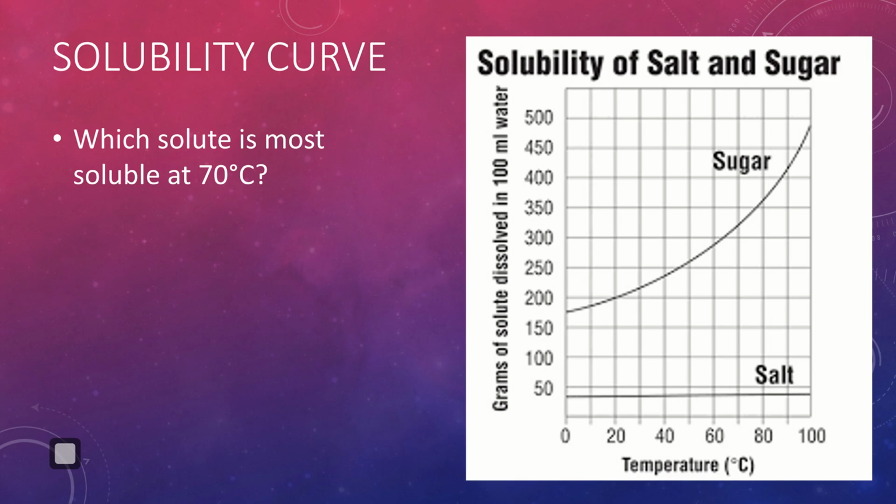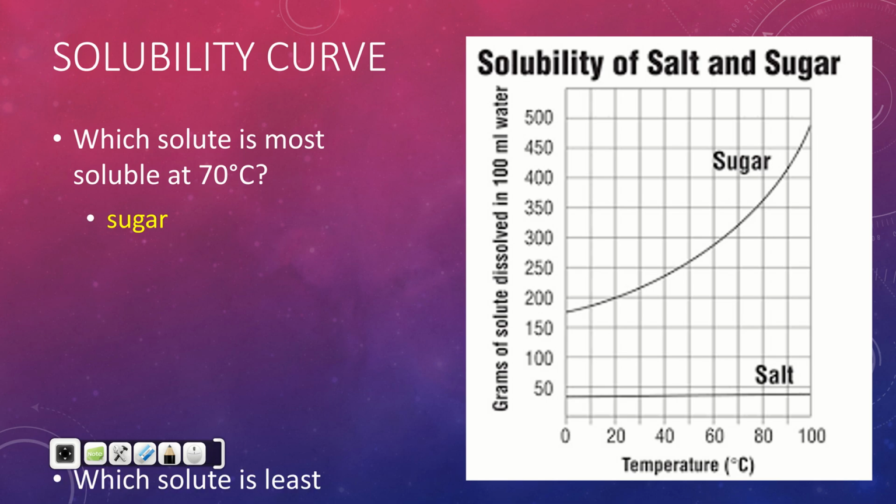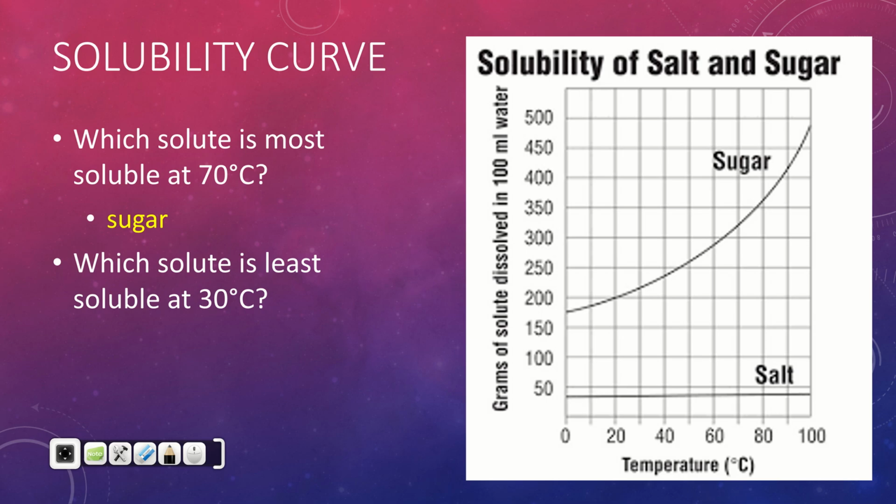Which solute is most soluble at 70 degrees? Well, whichever line is higher is more soluble. If you have multiple lines, whichever one is higher at 70 degrees. At 70 degrees, you could get numbers for it. Salt's still at 48, but sugar can dissolve almost 320, something like that. So clearly sugar, because the line's way higher. Okay? Which solute is least soluble at 30 degrees? I'm already going to say it's salt. We know that because it's lower. All right? Some other ones that we can do.